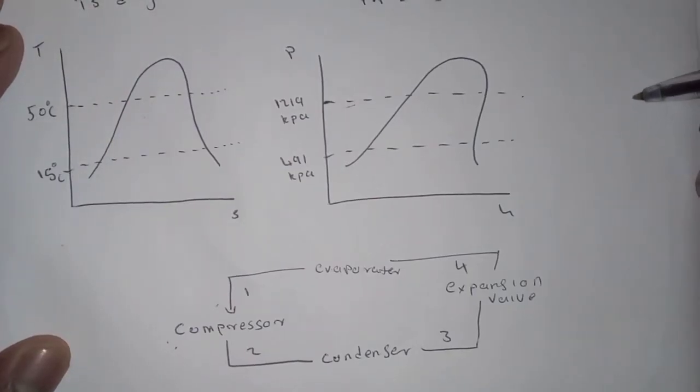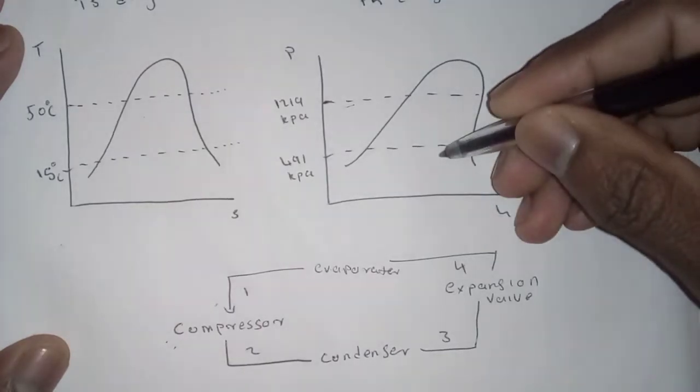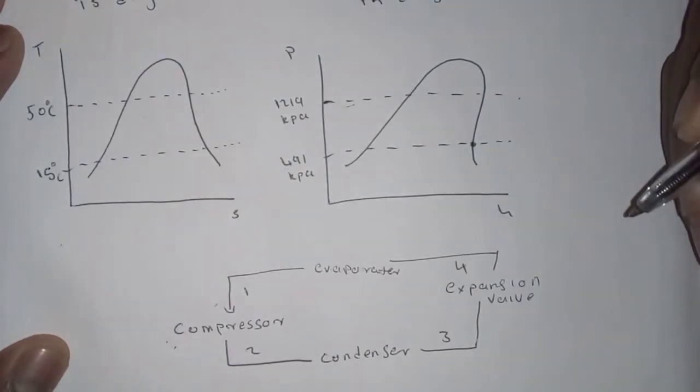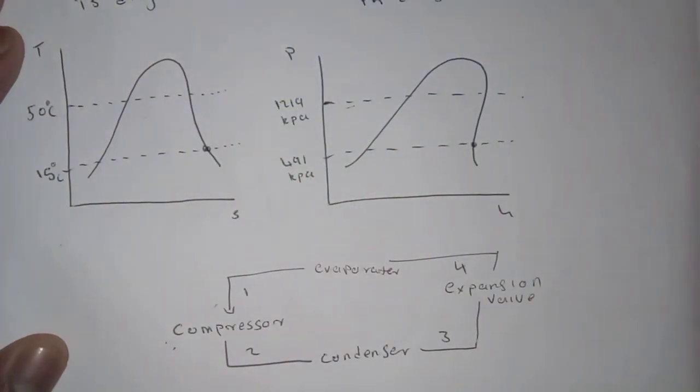Which line represents the dry saturated? This is the line that represents the dry saturated. So we're using this pressure and we are within this line. Even in this diagram, that's where we're going to put our point.